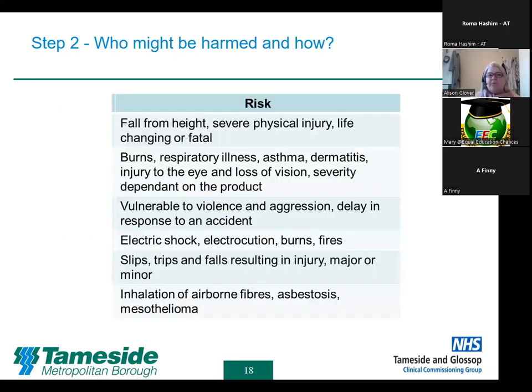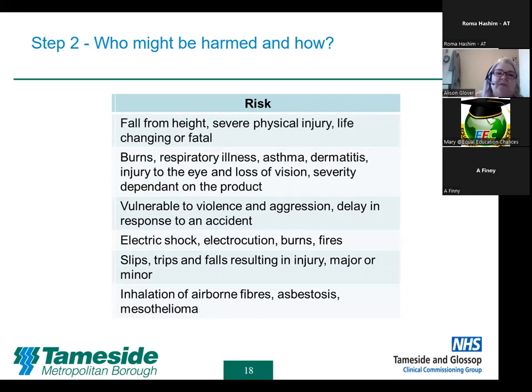And when we look at how the individuals might be harmed, you're looking at severity. What type of injury, how severe might it be? So working at height, it could be a fall from height, which results in severe physical injury, and could be life-changing injuries. It could even be a fatality. If you're working with chemicals, cleaning products, there's the risk of burns, respiratory illness, asthma, dermatitis, injuries, loss of vision to the eye, and the severity would depend on the product.